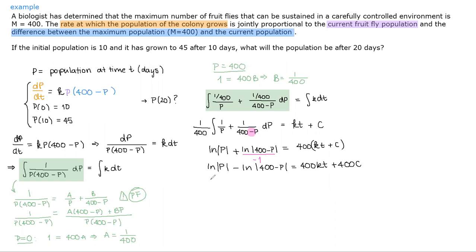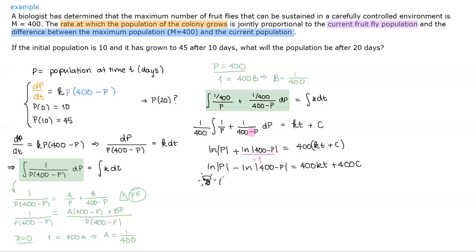Now, the idea over here is still to be able to solve for p, because I'm trying to find the function p in terms of time t. So I'm trying to find the population at time t, which means p is a function of t. Which means I'm going to have to get rid of the logarithms that I have on the left-hand side if I want to solve for p. Lucky for us, if we use the laws of logarithms, we know that the logarithm of something minus the logarithm of something else is the same as taking the logarithm of a quotient.